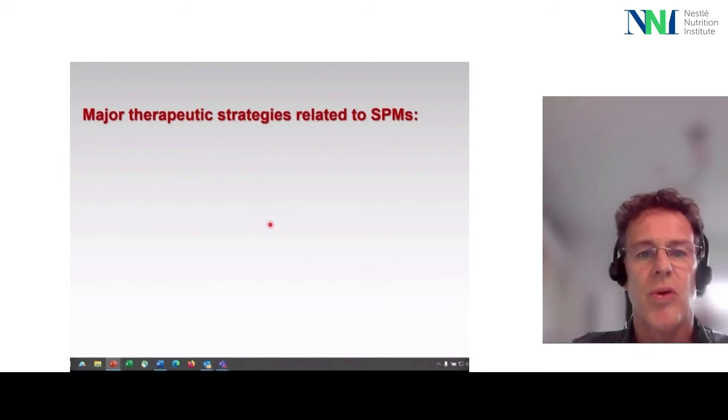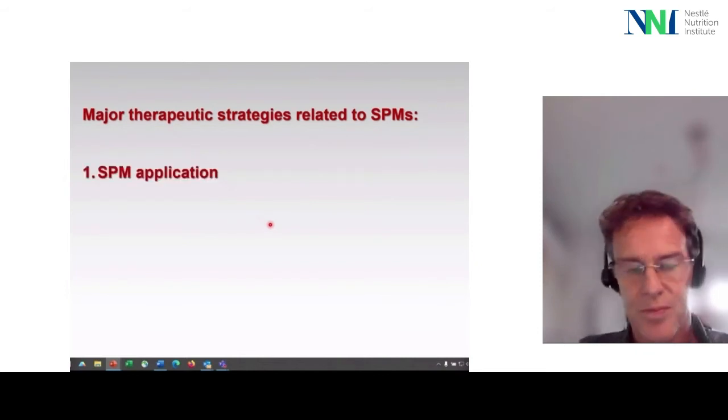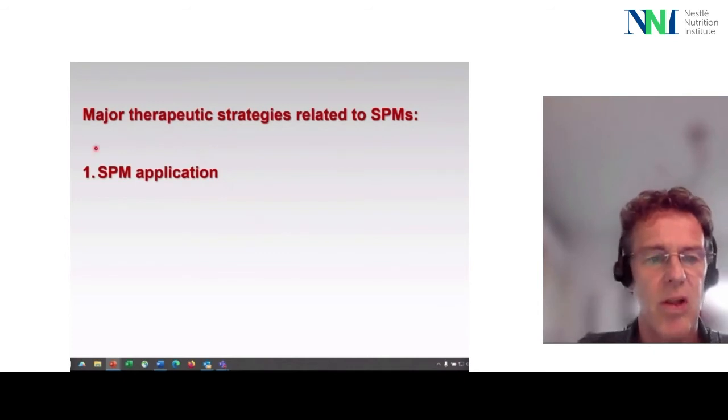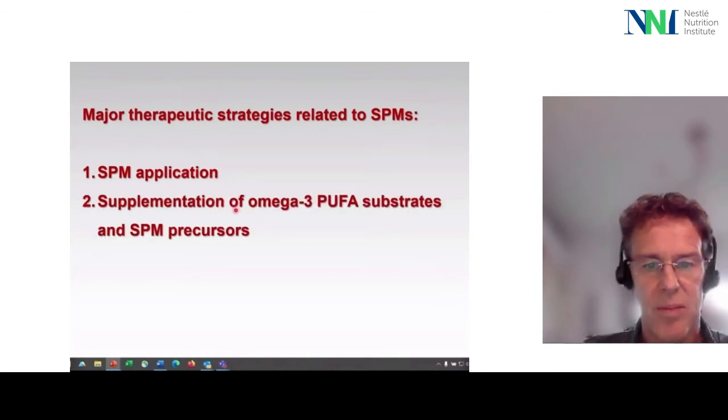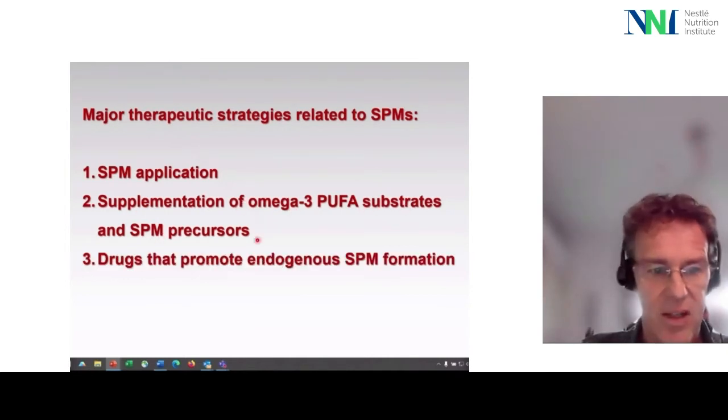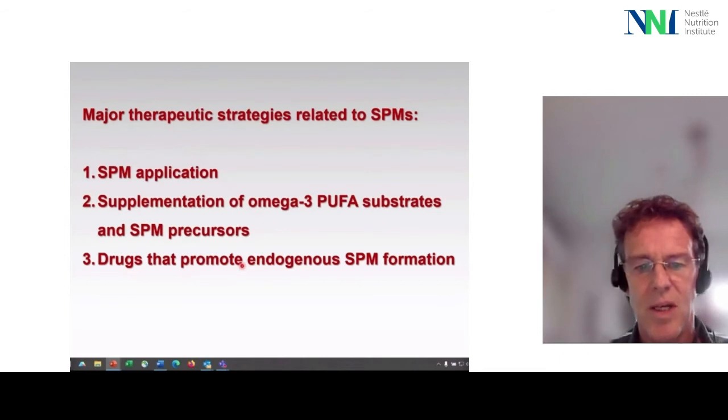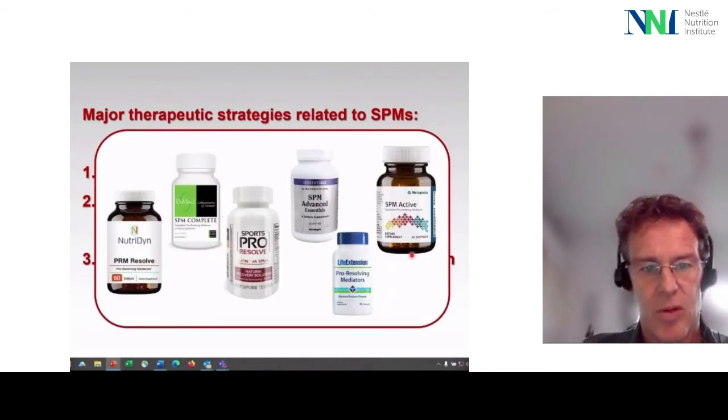So what are the major therapeutic strategies related to SPMs? Of course, SPM application is reasonable. However, SPMs are not easy to get and hard to store. They're unstable. Another opportunity is to supplement omega-3 PUFA substrates and the monohydroxylated precursors. And finally, and this is what we are aiming for, to have drugs that in a smart way manipulate the biosynthesis of lipid mediators to promote endogenous SPM formation. So this is what we have at the moment on the market. These are nutritional supplements containing omega-3 fatty acids and monohydroxylated precursors.